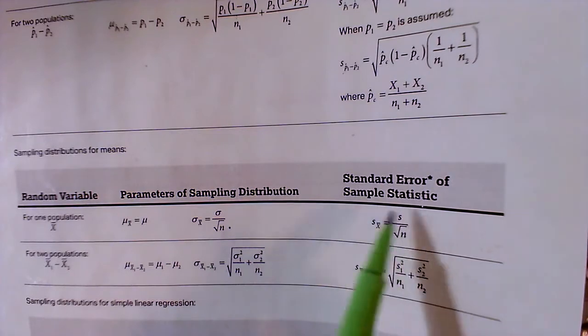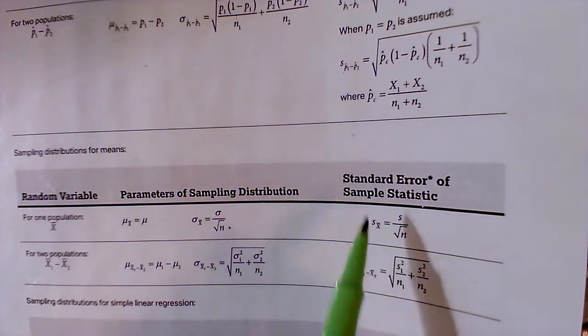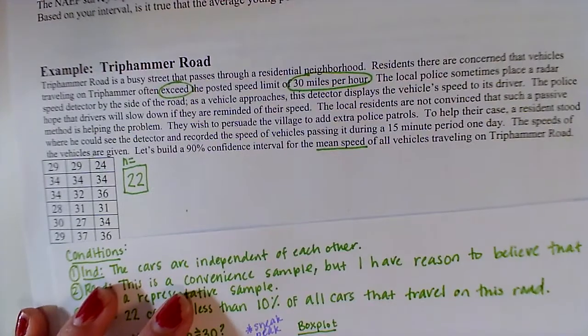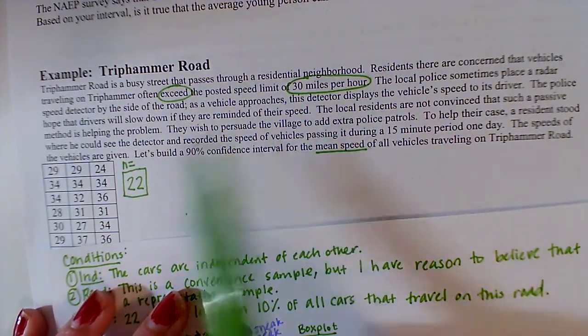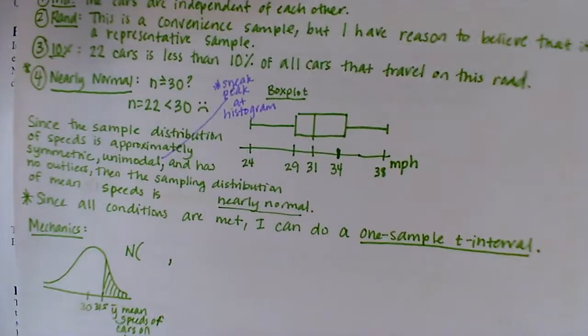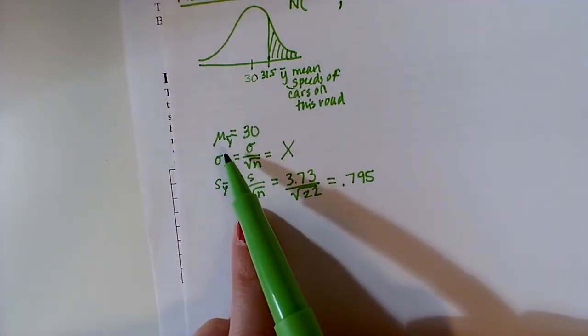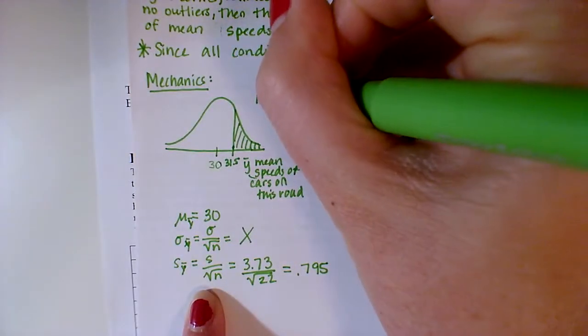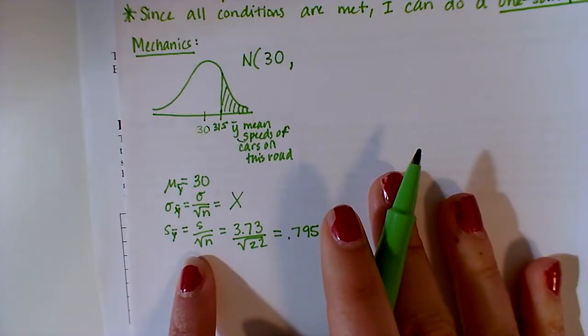And remember, you use this when you do a t-test or a t-interval because you don't have the original standard deviation. For our problem, we actually don't know the standard deviation of all cars on this road, so we're going to have to approximate it with the standard deviation for this particular sample. So I put a little x here because we're not going to do that middle formula. This is my mean. What this says is the mean of y bar, so this is the mean for the whole model, which is 30, because we're trying to prove if it's above or below 30 miles per hour.